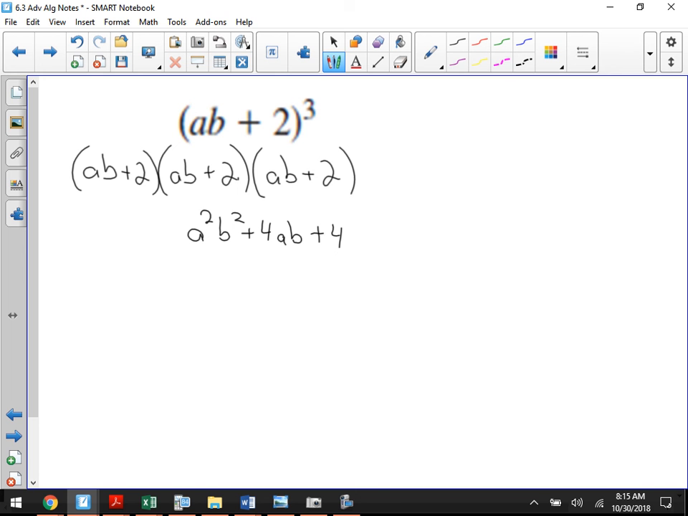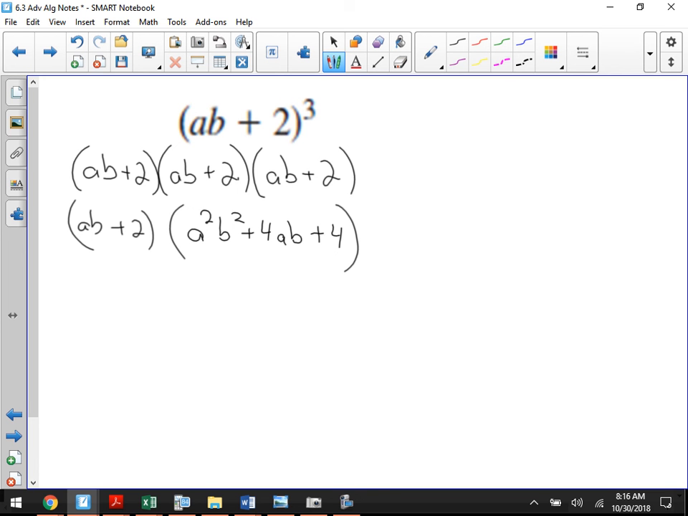First, outside, inside, last. And I just combine the two middle terms. Unless you wrote it as AB quantity squared, and that would be correct, because then it's still the same thing as A squared, B squared. Does that make sense?